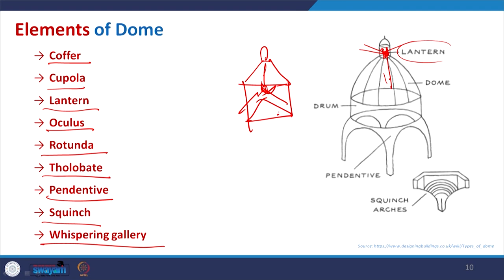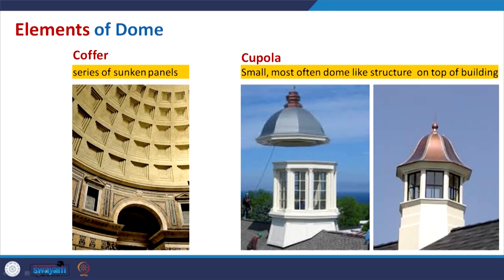The cupola is a similar kind of thing, and this is basically when a dome is placed on a part of a cylinder, which is basically the drum shape. Then whenever you have to place a different kind of dome on a square base, you have to make changes at that junction. So pendentives will be formed and squinch arches will be formed. Let us try to discuss it.